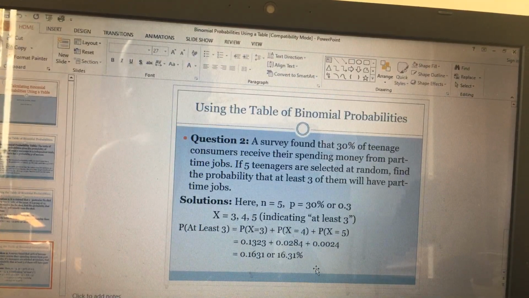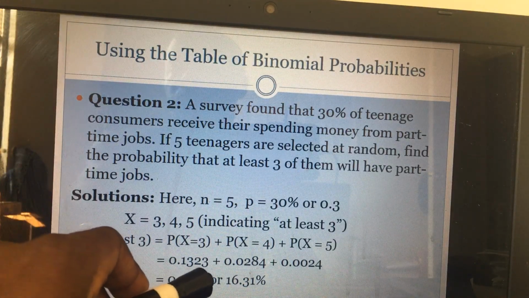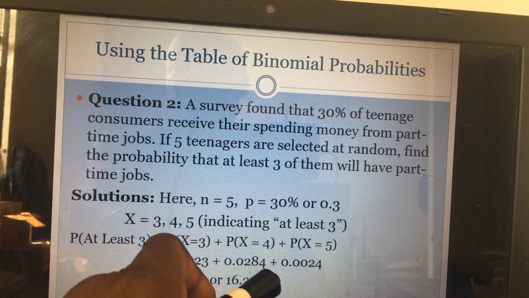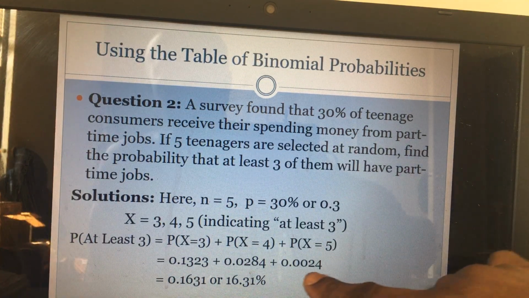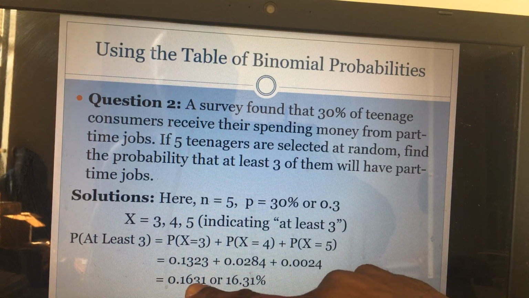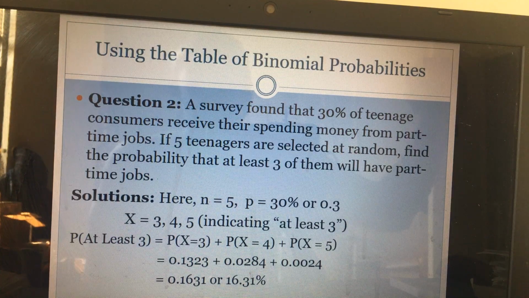I have it here for you. So 0.1323, 0.0284, 0.0024. See? So we add them together, you get the answer, 0.1631 or 16.31% chance, which means that there is a 16.31% chance that when you select 5 teenagers, at least 3 of them will have part-time jobs.